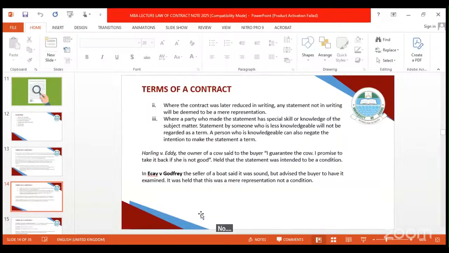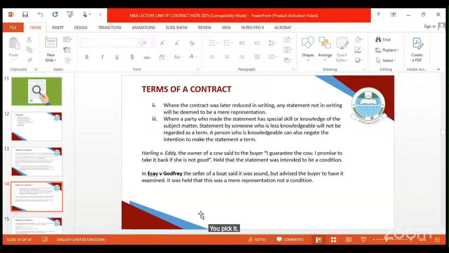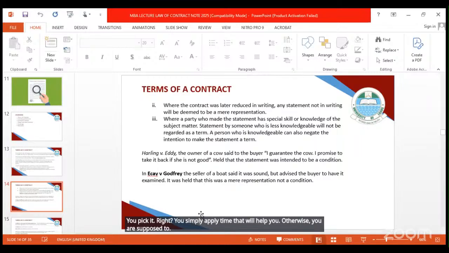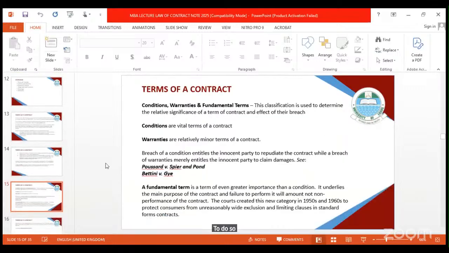Now, those statements, "Look at it very well," are not terms of contract. But you have to pay attention, because if they ask you to examine it and you don't examine it and you pick it, then, except for the implied terms that will help you, you are deemed to buy what you bargained for, since you refused to examine or look at it critically, even though attention was called to it.